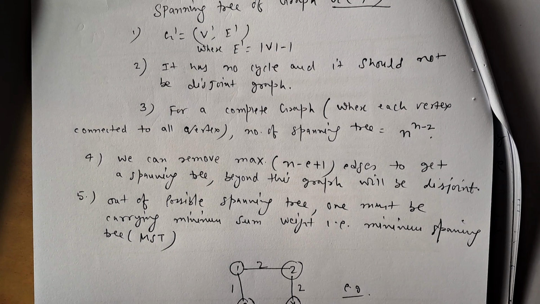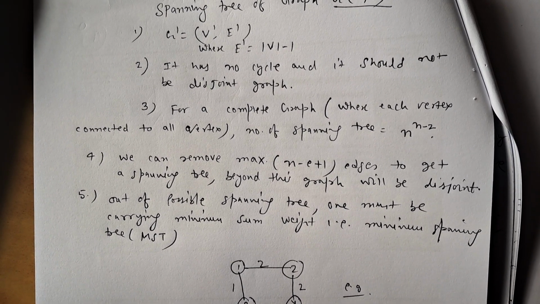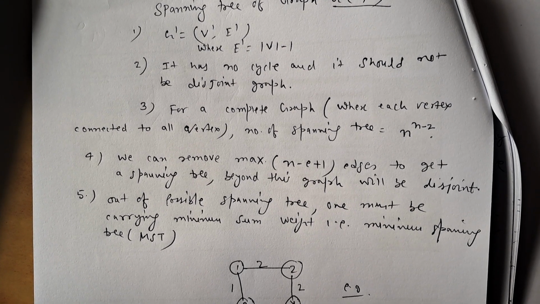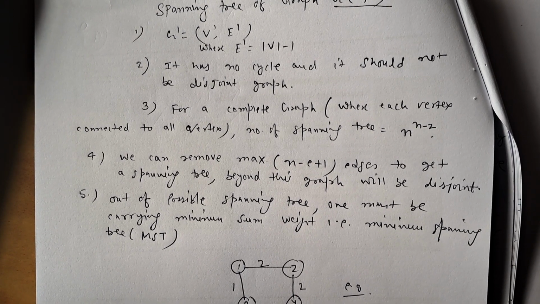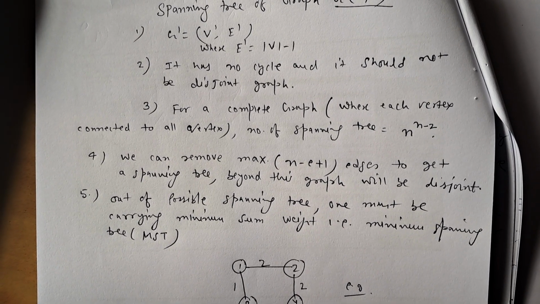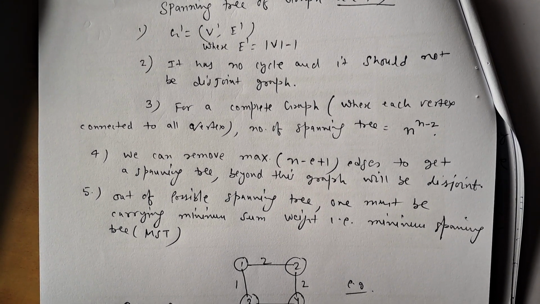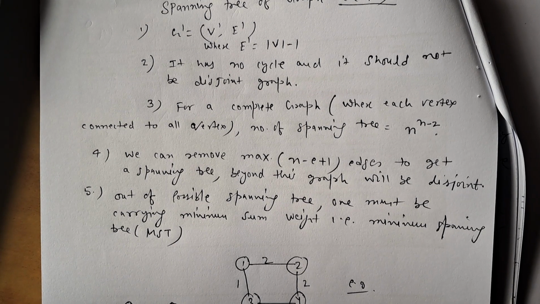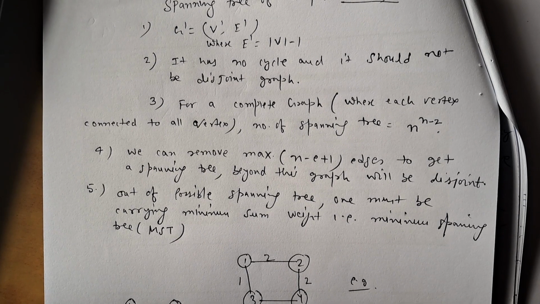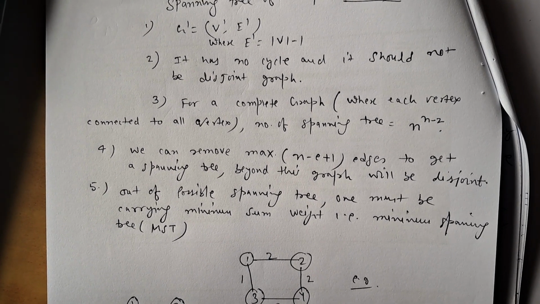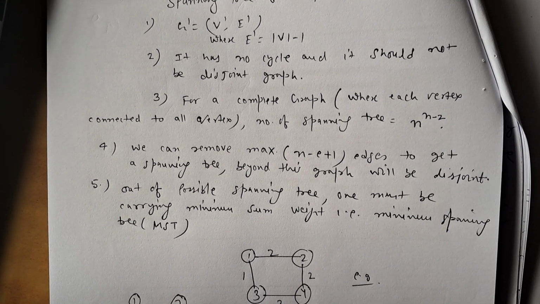The third property you should know concerns a complete graph, a graph where every vertex is connected to every other vertex. That graph is known as a complete graph. For a complete graph with n vertices, how many spanning trees are possible? n raised to the power n minus 2. We can verify that by taking any complete graph where every vertex is connected with every other vertex and generating spanning trees out of it. The number of spanning trees possible is n raised to the power n minus 2.